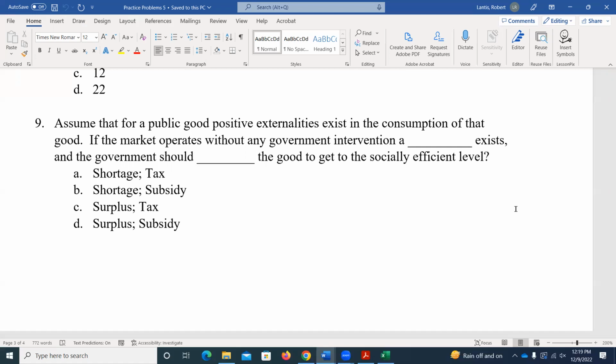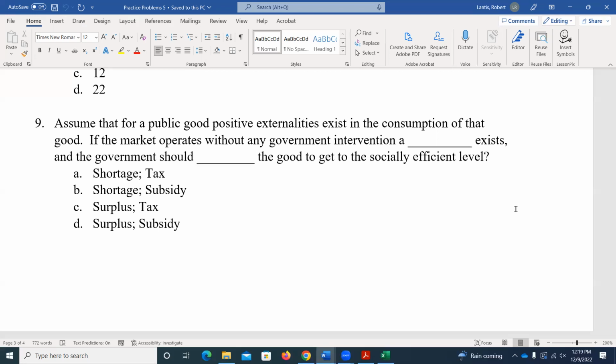So anytime we have positive externalities, and here I specifically said that it was a consumption externality, that's generally how I've always modeled them for you, and how I would expect you to know how to model them. So we'll start out thinking about my supply curve, my demand curve, and here's my equilibrium price and quantity.